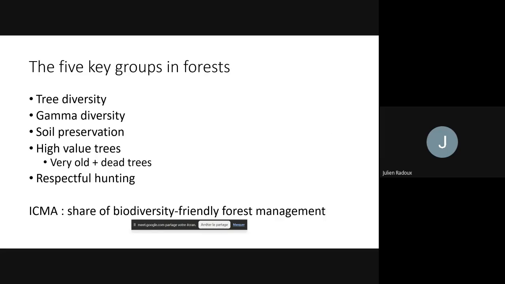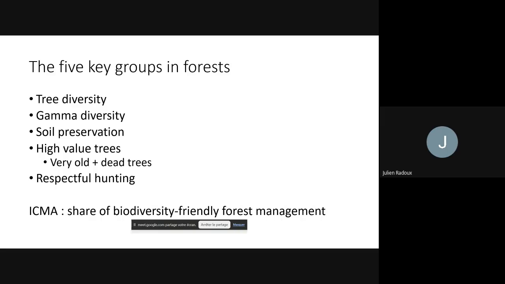So now let's see a little bit in more detail what is inside each ecosystem type or use case group. For the forestry, for instance, the five key groups are tree diversity, that is directly linked to the nature restoration regulation. Then you have the gamma diversity. The gamma diversity is the diversity of habitats inside an area.